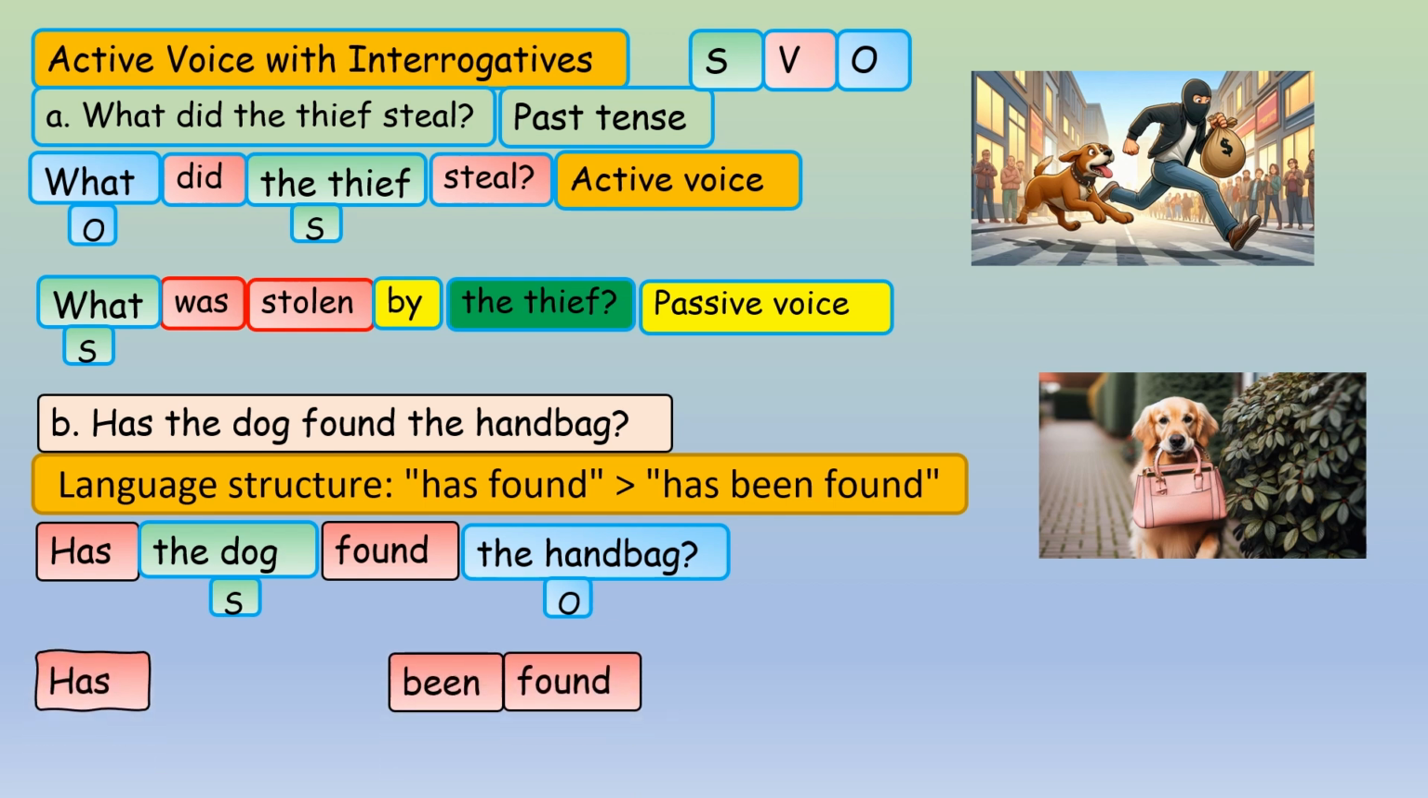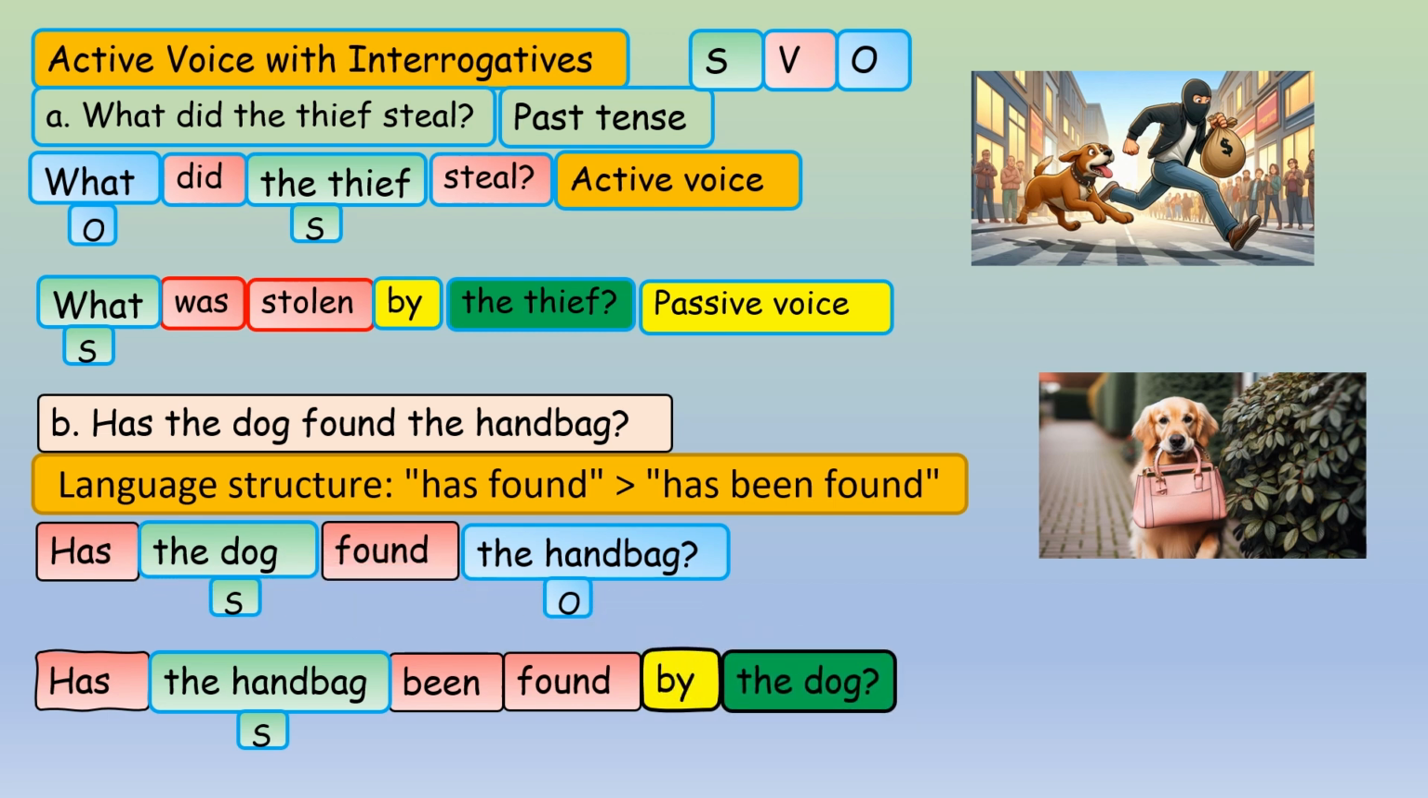Let's continue now with the passive voice. Has been found. Has the handbag, that's now the subject of the passive voice. Has the handbag been found? And I conclude with the agent by the dog. And that is my passive voice. Sentence complete. So, has the dog found the handbag? Active. Passive. Has the handbag been found by the dog? And that is my passive voice.